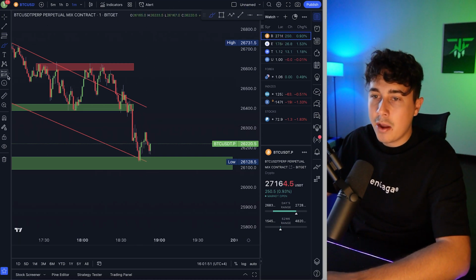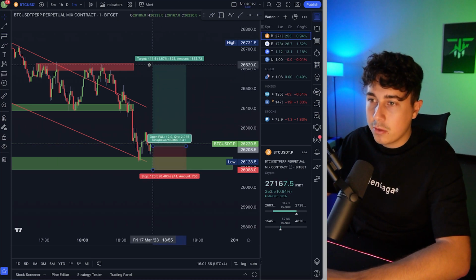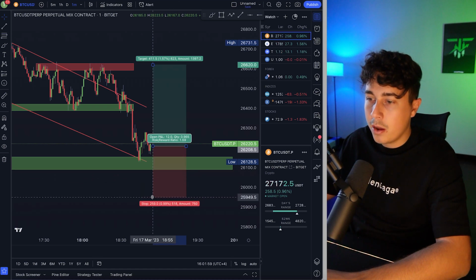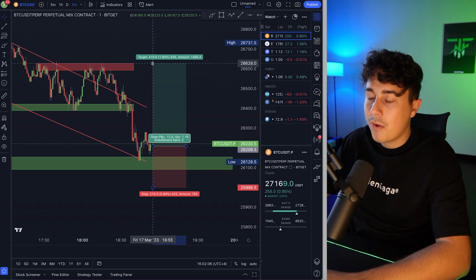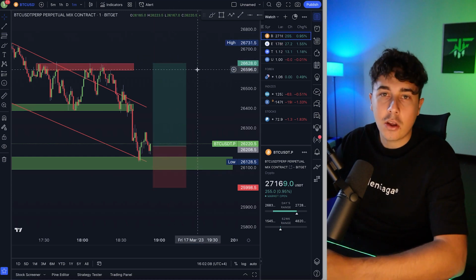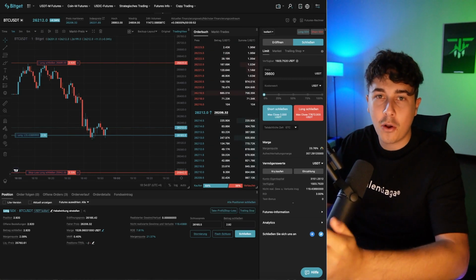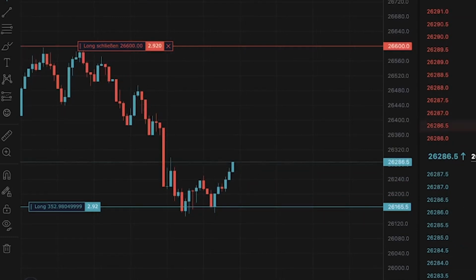So I would say I want to go into this long trade here with a limit order. My take profit I want to place here again at my last resistance area, and again I'm going with a 2-to-1 chance risk factor. So I would say let's go into the trade and see you guys. So guys, we are now here in the trade. Stop loss and take profit is already set, so I would say enjoy and see you back later, guys.